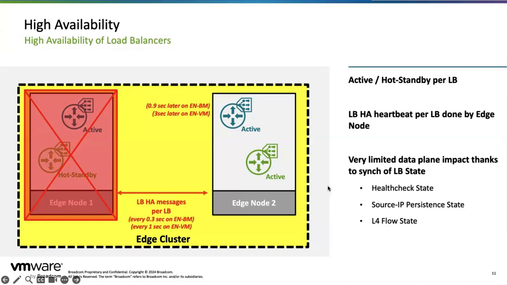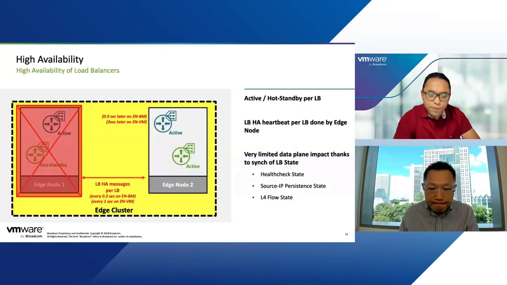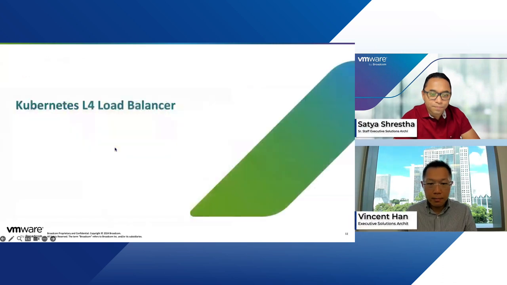Just to summarize, the architecture of the LB in NSX is active standby, and you should be aware of that. So what is the downtime here? If a failover happens, what is the downtime for the application? It's about 3 seconds on a VM, very minimal. Okay, got it.